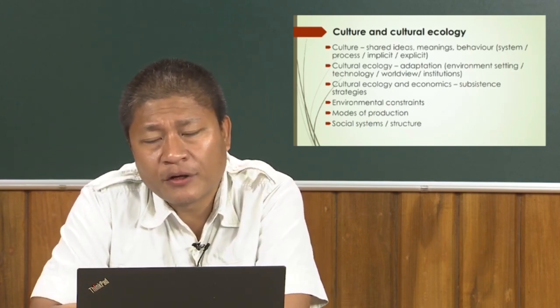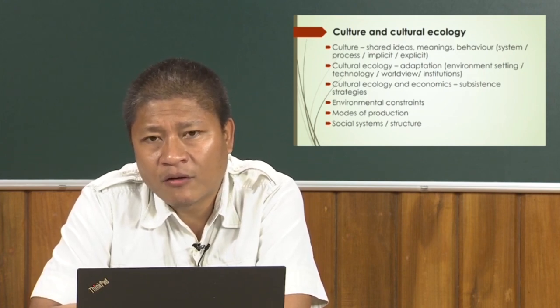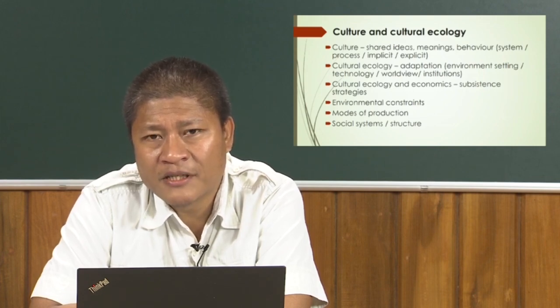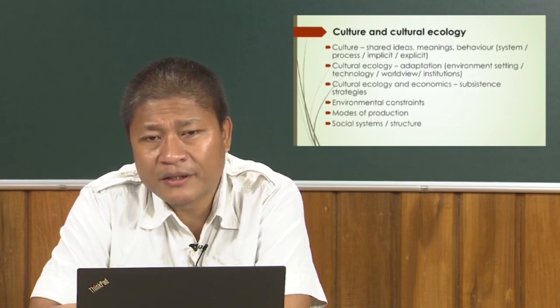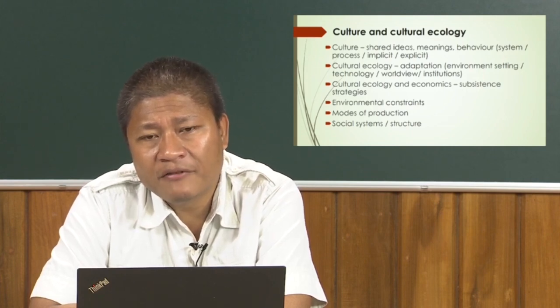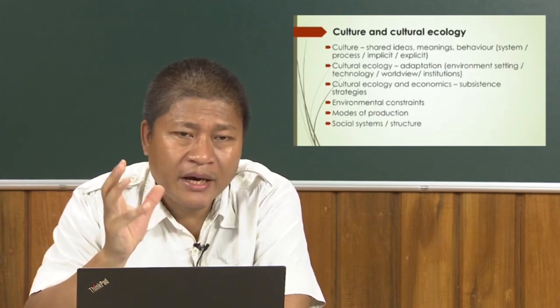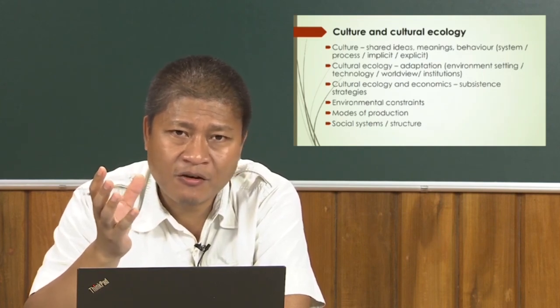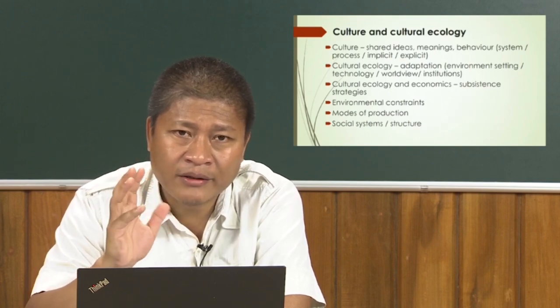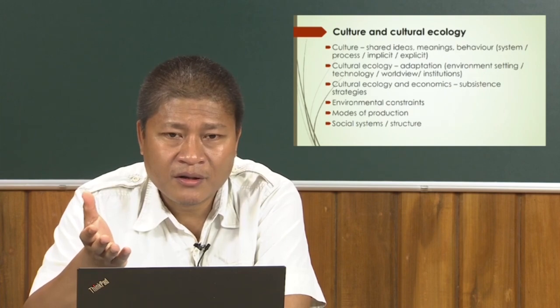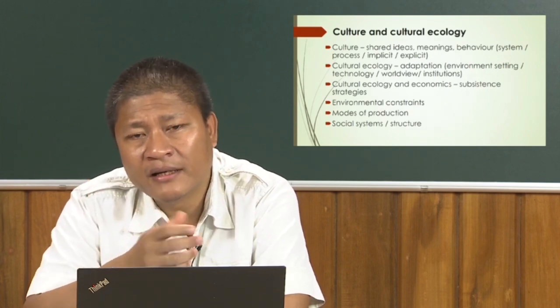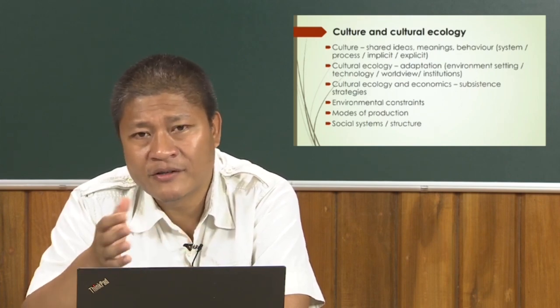Now, for instance, if you look at cultural ecology in the context of economics, it tries to make sense of the kind of subsistence strategies which a particular cultural group has dealt with. And in this, we have this idea of how a particular cultural group adapts by using a certain kind of technology in making sense of not just their environment, but also through their economic practices. For instance, we have certain subsistence strategies like the hunting-gathering society, for example, and also the foraging community.